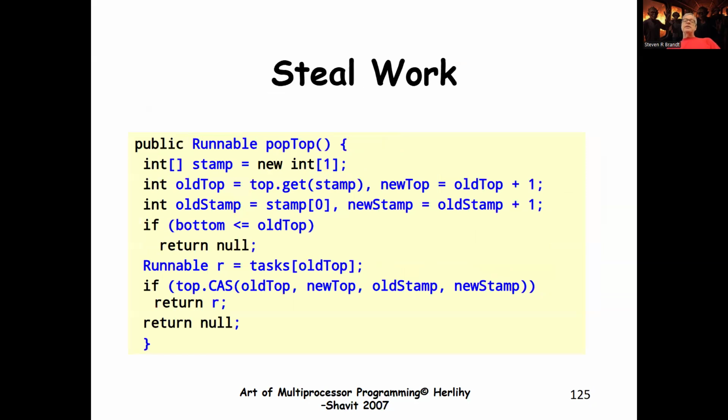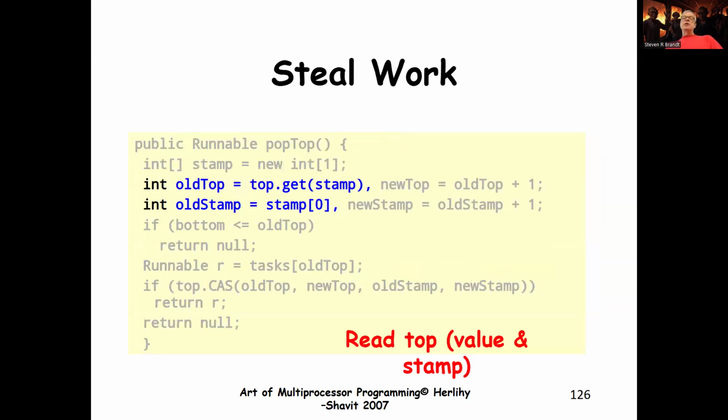Now, pop top is a little more complicated. So first thing we're going to do is read the old top and the old stamp, and we're going to get those values, right? We're doing the same thing we did before, where we have an array of size 1 of integers to get the stamp, because Java can only have one return value.